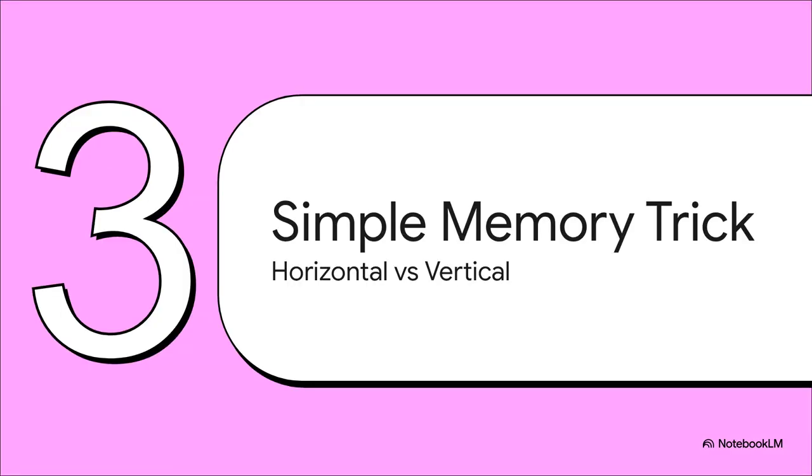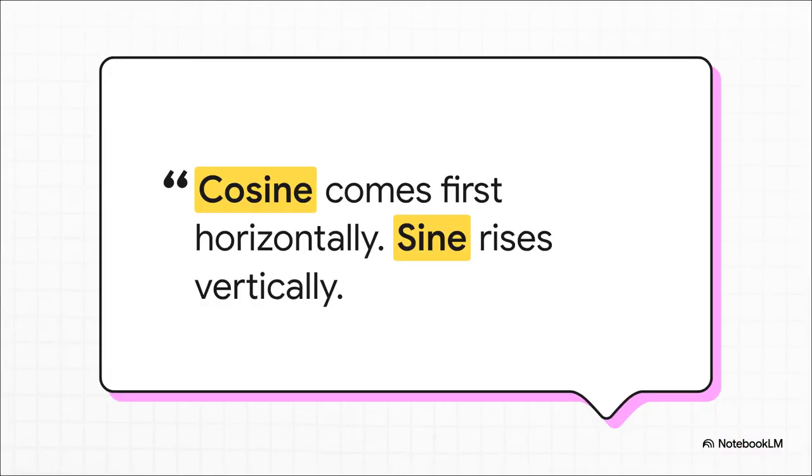Section 3. A simple memory trick. Horizontal versus vertical. I know keeping x and y straight can sometimes feel a bit tricky, so let's lock this concept into your memory using a physical motion. Now, what's really interesting about this slide is a simple phrase. Cosine comes first horizontally, sine rises vertically. If you ever catch yourself second-guessing which is which, just pause and repeat that out loud.